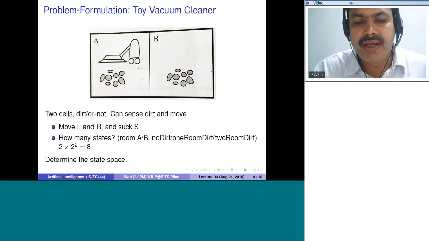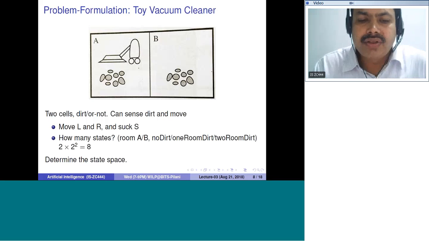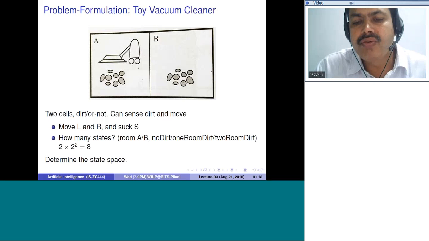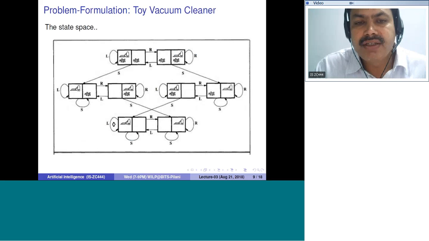Because the room could be A and B, and in the second place, no dirt, one dirty room, and two dirty rooms. No dirt is one case, two dirty rooms is also one case, but one dirty room could be of two types. Overall, four cases, 2 to the power 2, and then this is AB, multiplied by 2, gives 8 states. So can you define the state space? The complete state space is this.